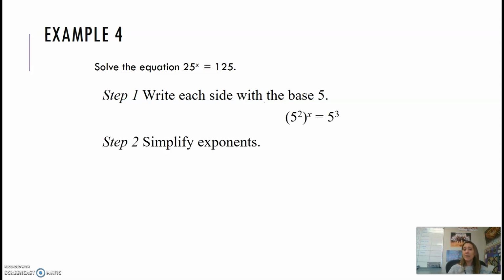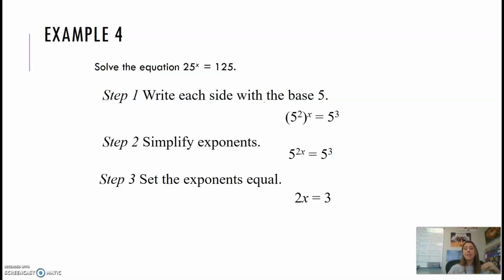So then we do that, and then we want to simplify our exponents or follow those rules of exponents, and I know that when I take a power to a power, I multiply. So I'm going to end up with 5 to the 2x is equal to 5 cubed. Then I can take my exponents and set them equal to each other. So I get 2x is equal to 3. So then I know that I can solve, so I get x is equal to 3 over 2. Perfect. Then I just need to plug it in.